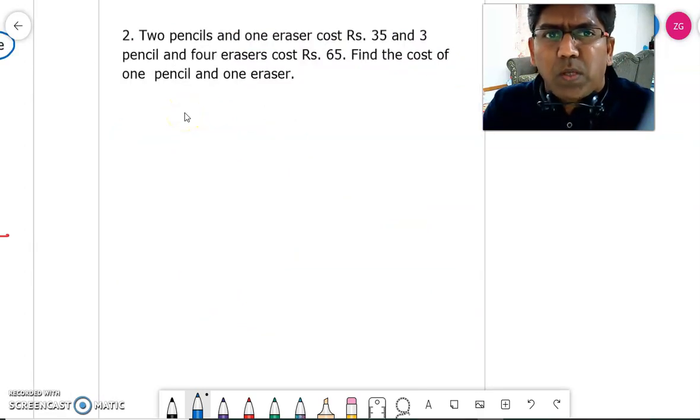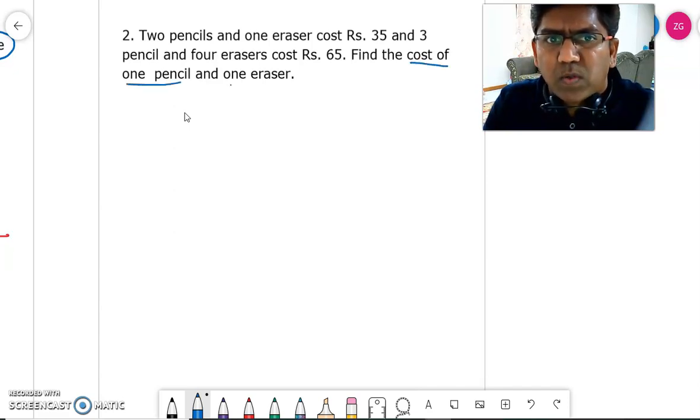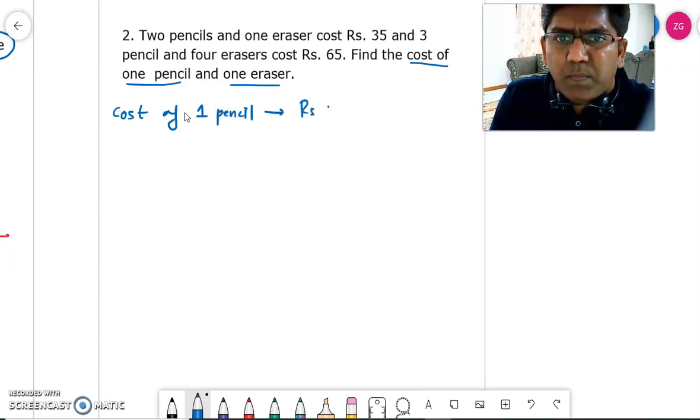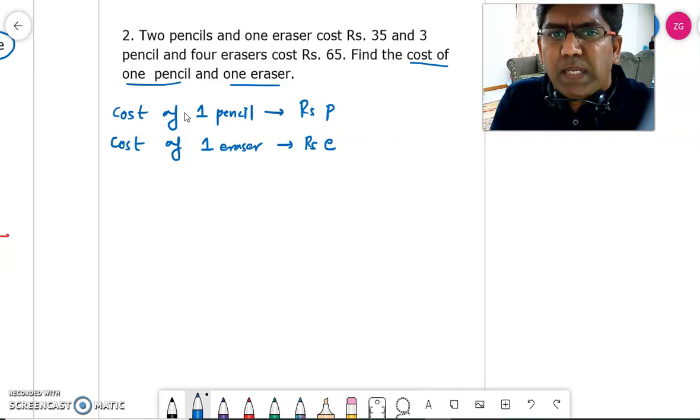Now question 2. 2 pencils and 1 eraser cost rupees 35. 3 pencils and 4 erasers cost rupees 65. Find the cost of 1 pencil and 1 eraser. Normally whatever is the question, that is what you have to assume. So you need to find the cost of 1 pencil and the cost of 1 eraser. So we'll assume let the cost of 1 pencil be rupees P and cost of 1 eraser be rupees E. So pencil P and eraser E.